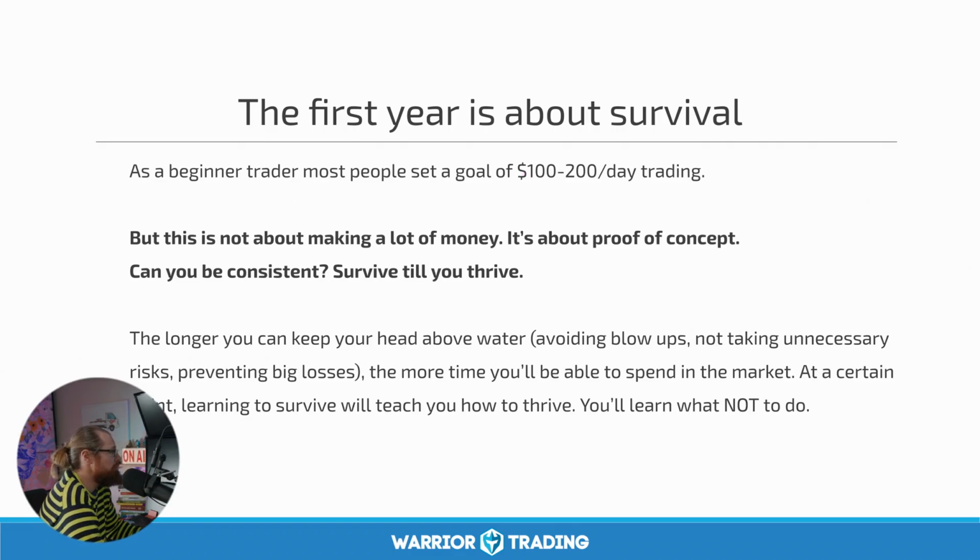As a beginner trader, most people set a goal of 100 to 200 a day. They try to keep it realistic. And they don't even start with that on day one of trading with real money, because on day one, as you'll learn when you get into the trading plan, you start with only 100 shares. So you start with a $20 daily goal, and then you move up to 1,000 shares, which is $200 a day, over the course of several weeks. It's not about making money. It's about being consistent. It's about survive till you thrive.